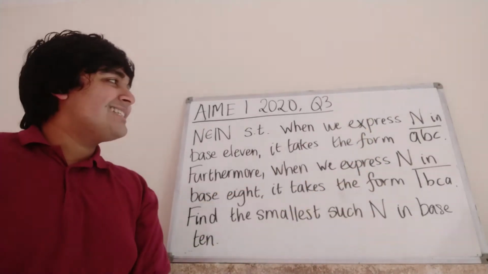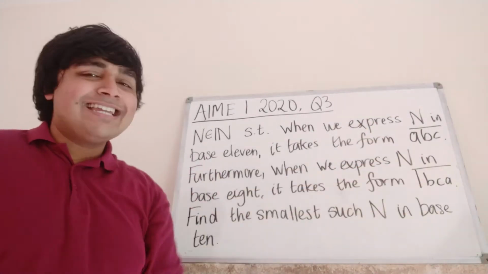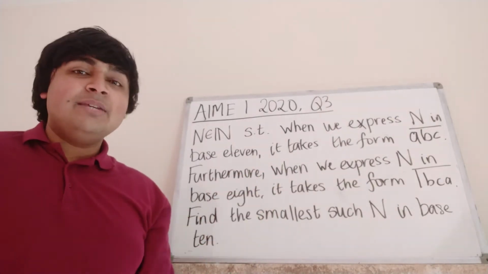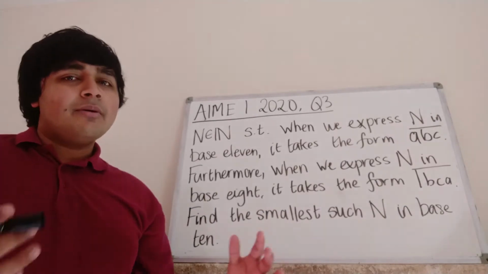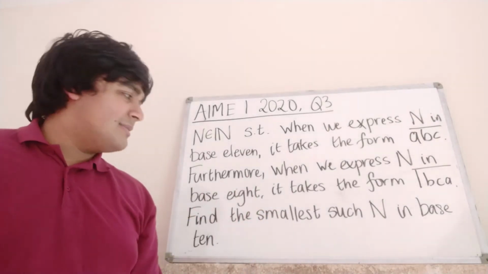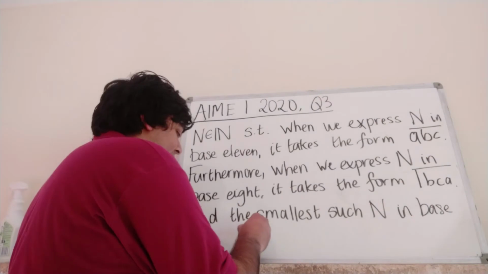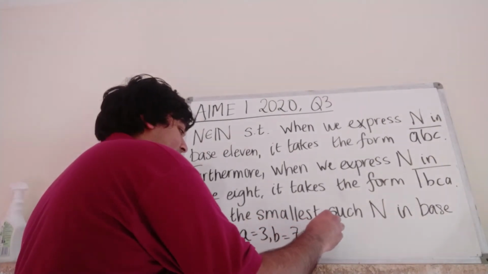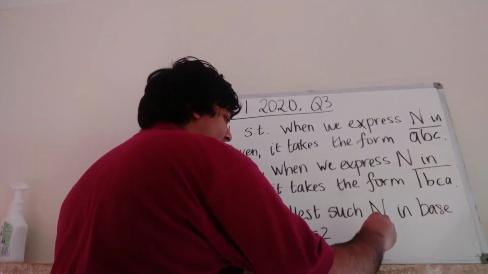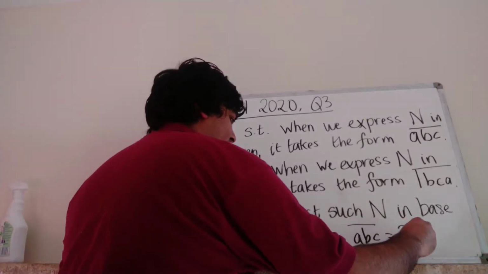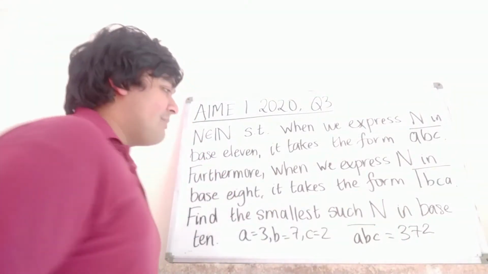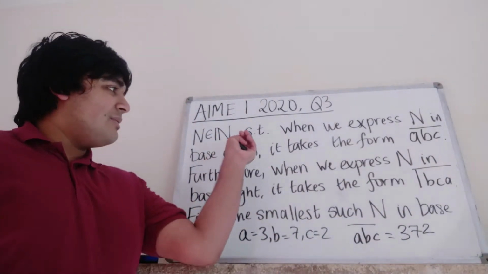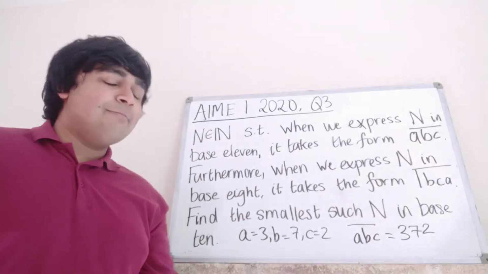So what does concatenated mean? ABC concatenated just means I shove the numbers A, B, and C together. Normally ABC would mean A times B times C, but when we concatenate them, we stick them together. For example, if A equals 3, B equals 7, and C equals 2, then ABC concatenated means 372. If we're working in base 10, that would just be 372. So we want to find the smallest such n with these two properties and express n in base 10.